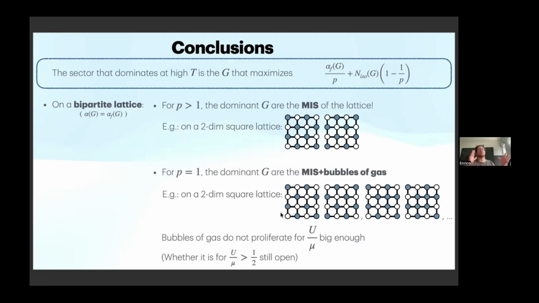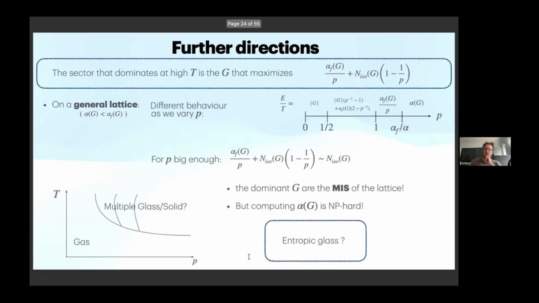You need to make sure that they don't proliferate, that their size is small. We can do this by means of a bias argument, something standard in the statistical mechanics literature. We can prove that essentially these bubbles of gas don't proliferate when this ratio is big enough. Whether big enough means bigger than 1/2, as forecast and conjectured by the mean field theory analysis and Monte Carlo, is still an open question. And a further direction.